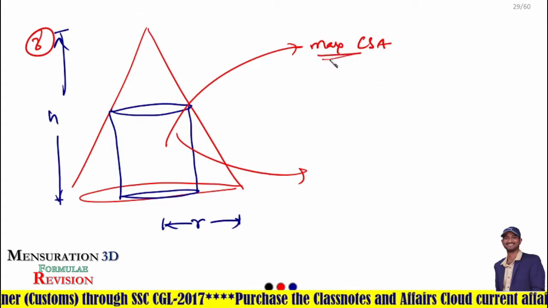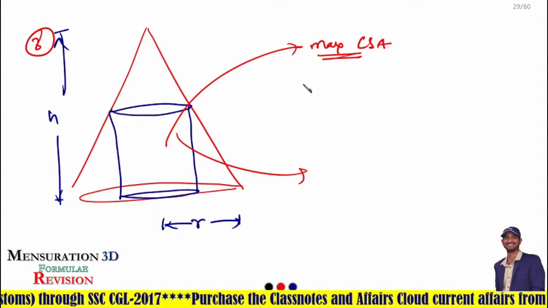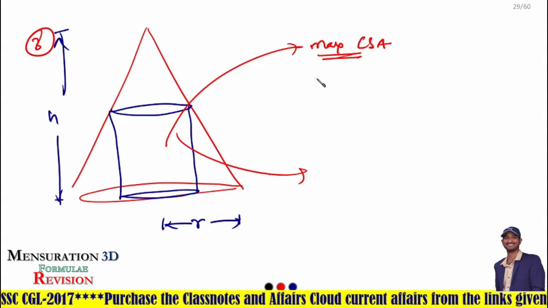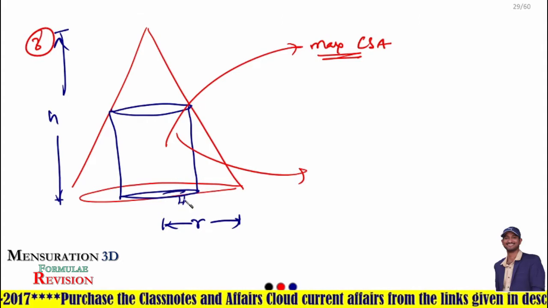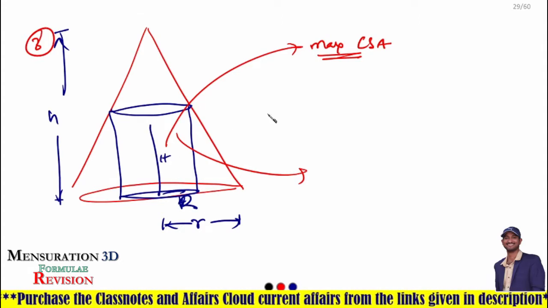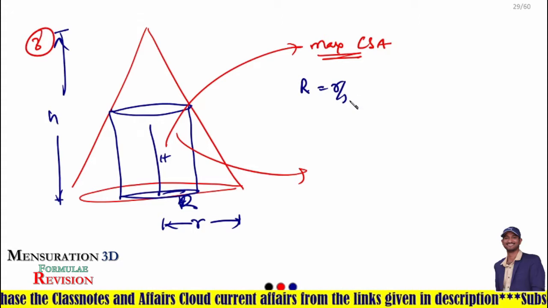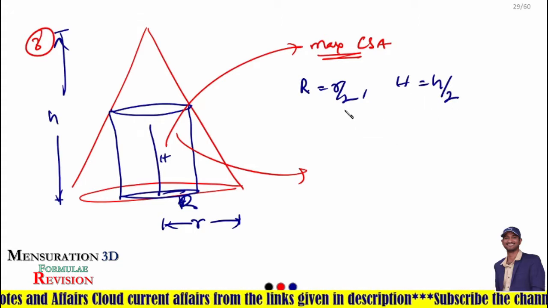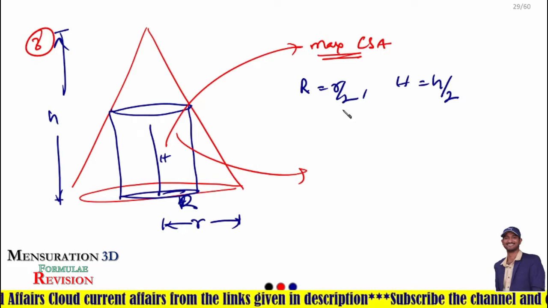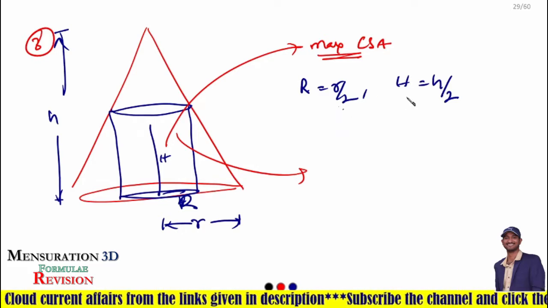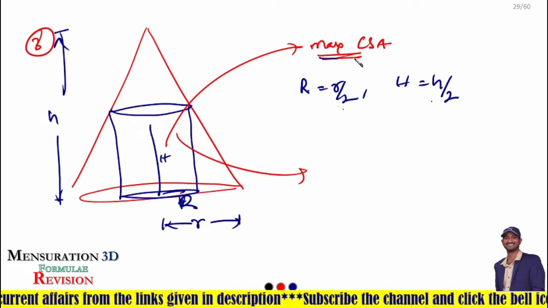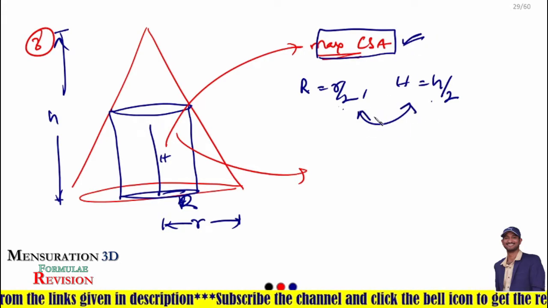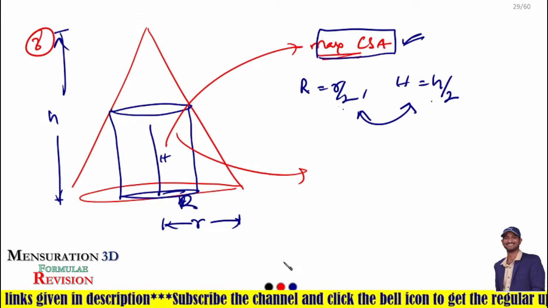To get the maximum curved surface area, the dimensions of the cylinder should be, suppose capital R and capital H: capital R equals r by 2 and capital H equals h by 2. If the dimensions of the cylinder are half of the radius of the cone and half of the height of the cone, then you will get the maximum curved surface area. So these are the conditions to get the maximum curved surface area.